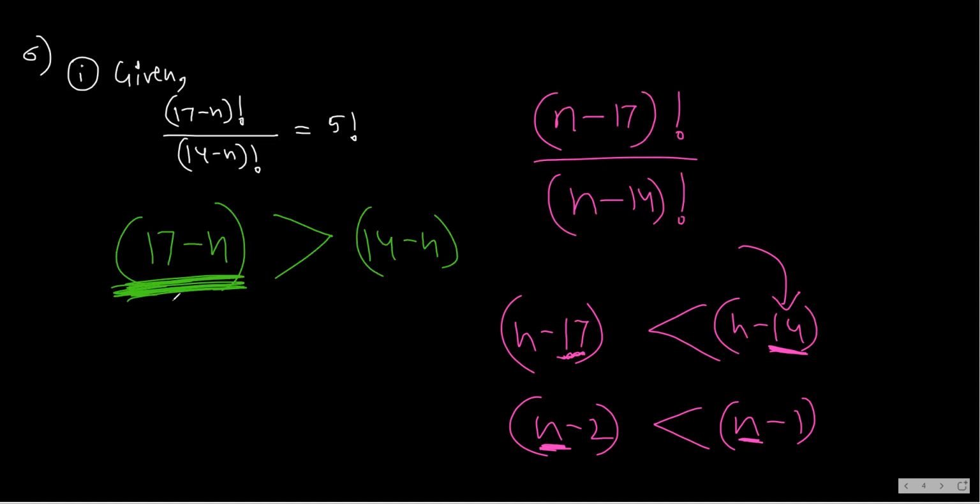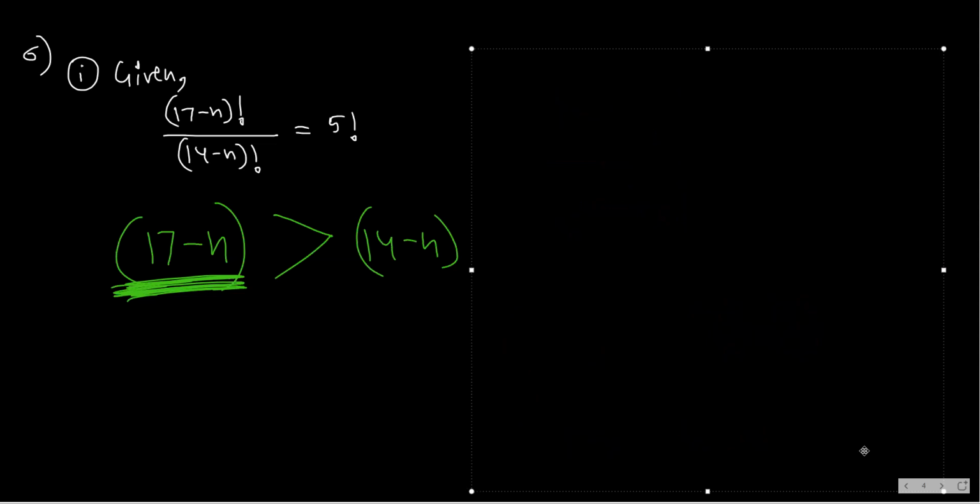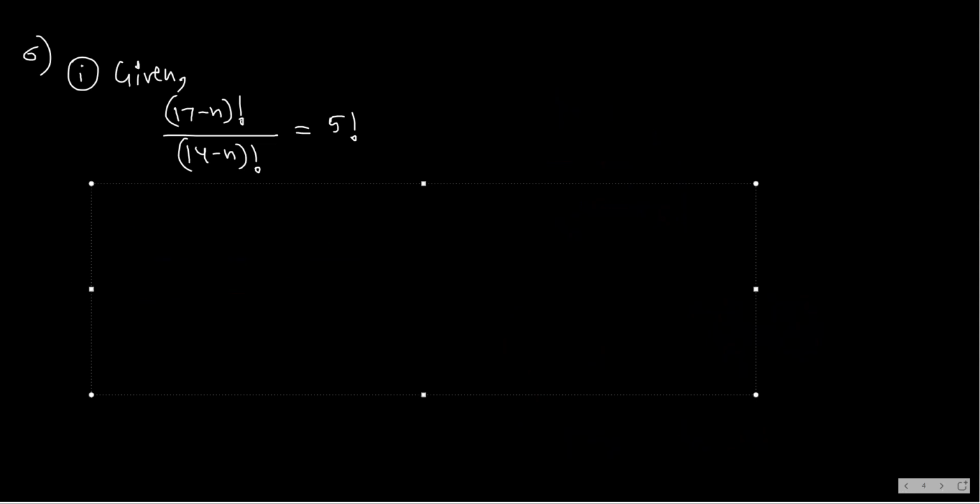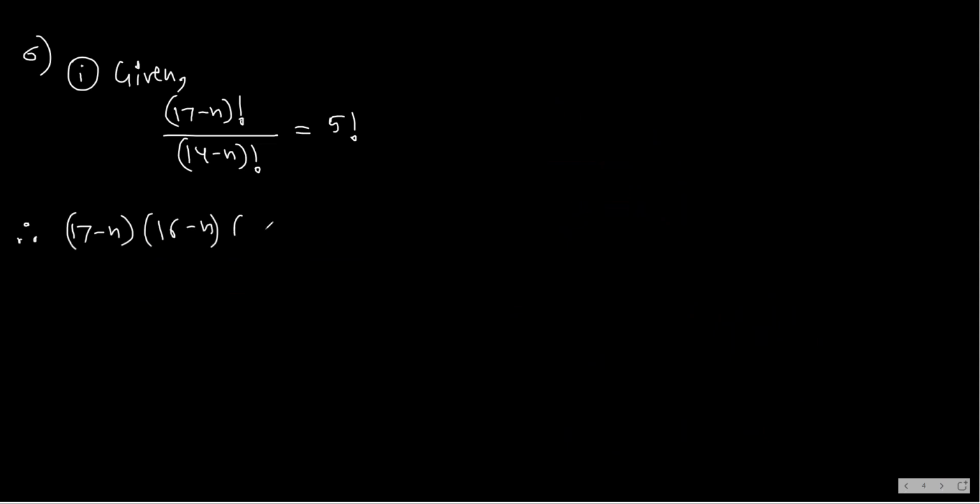Seventeen minus n is bigger. Let us now do it. So students, see here. This is the given equation. See, how do I write the next step? I write the next step as 17 minus n factorial. I will write 17 minus n into 16 minus n into 15 minus n into 14 minus n factorial.